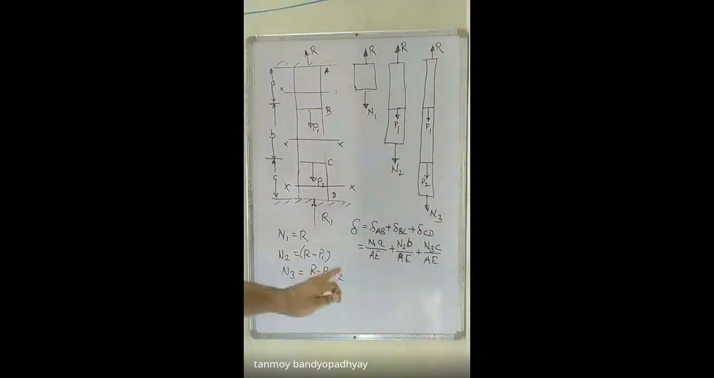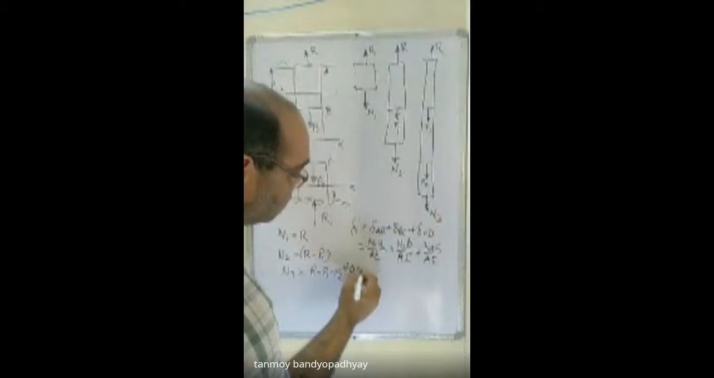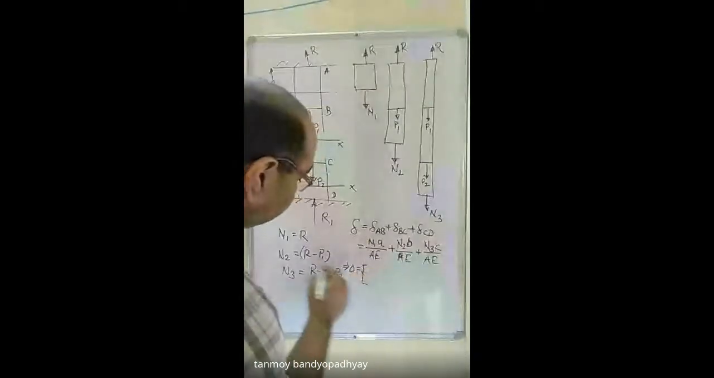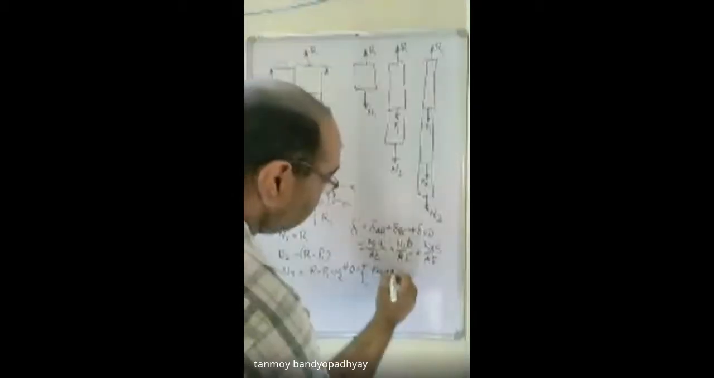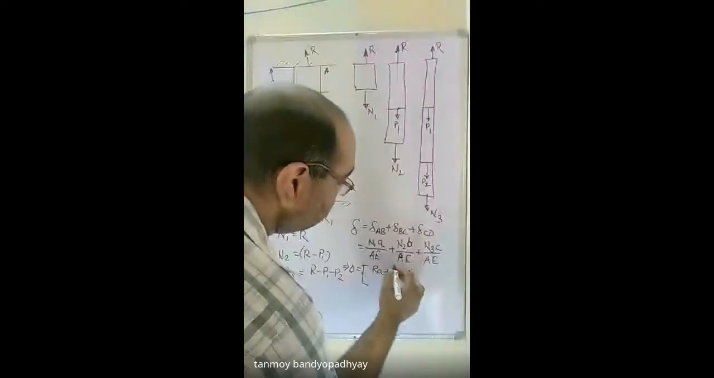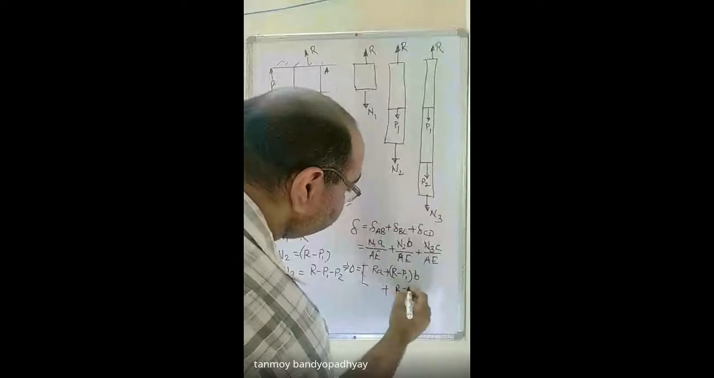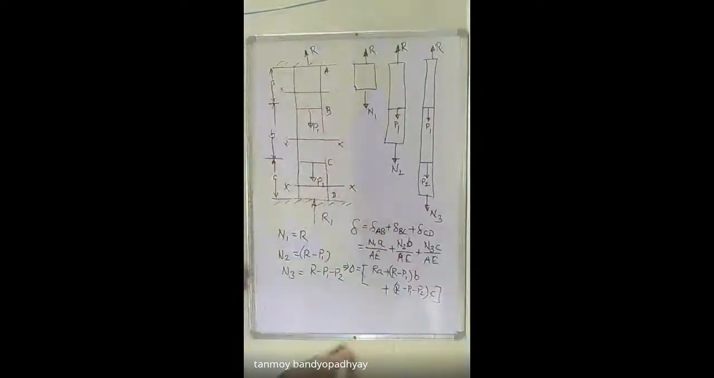So just you put the values, everything will be known to you. Delta will be equal to 0. Why? Because it's fixed at both the ends. So 0 will be equal to 1 by AE. So AE will also cancel out. So you'll be left with something like N1 will be equal to R by RA plus R minus P1 into B plus N3 is R minus P1 minus P2 into C. So now you know everything actually. So just you can calculate the value of R.